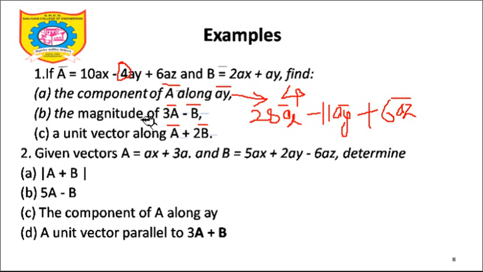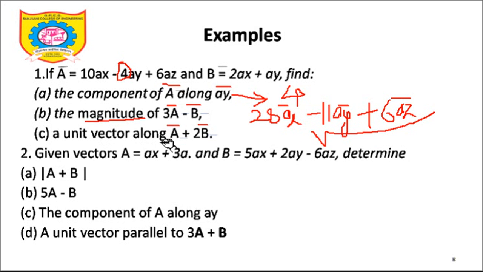But what are we supposed to calculate? We are supposed to calculate its magnitude. So how can we solve? The magnitude of any vector is the square root of 28 square plus 11 square plus 6 square, whatever may be the answer. I don't have a calculator right now. So that will be our answer.